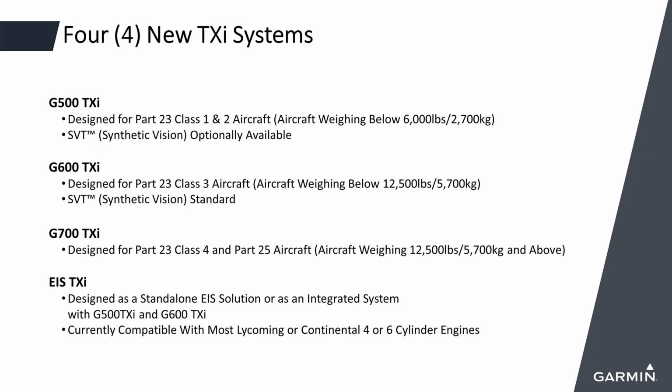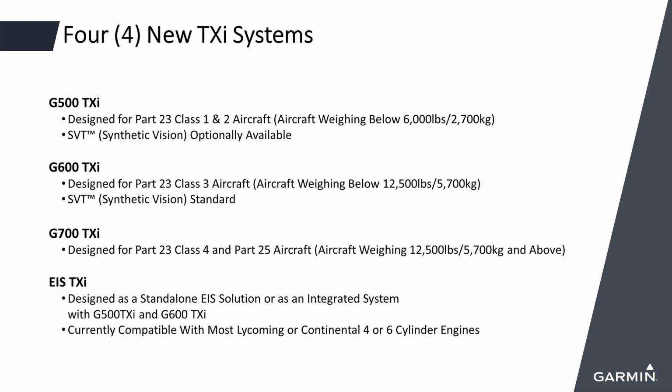So we've got 4 new systems, 4 TXIs. We've got the G500 TXI for aircraft less than 6,000 pounds. We've got the G600 TXI for airplanes that weigh between 6,000 and 12,500 pounds. We've got the G700 TXI for mostly Part 25 business jets and Category 4 commuter class airplanes that weigh more than 12,500 pounds. And then we have EIS, Engine Indication System, TXI.